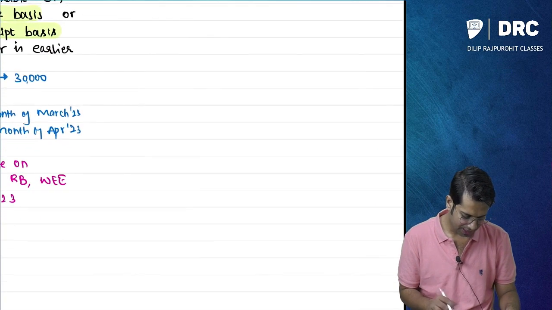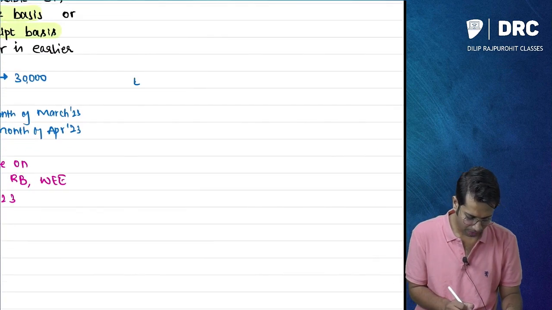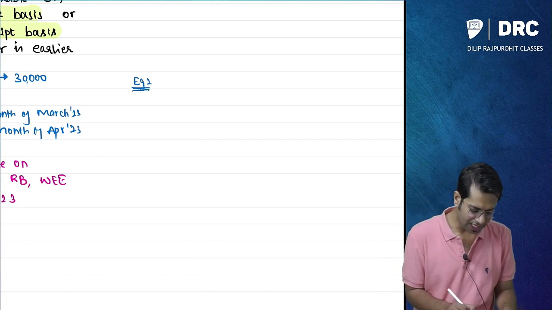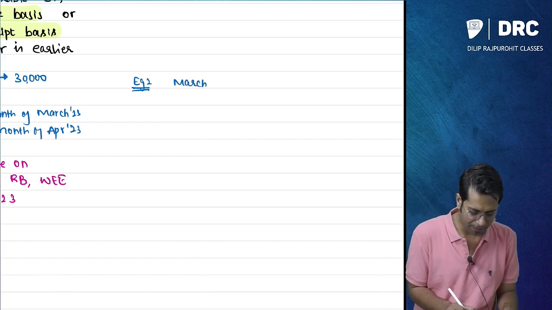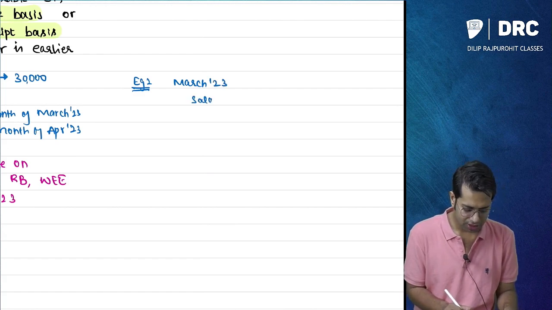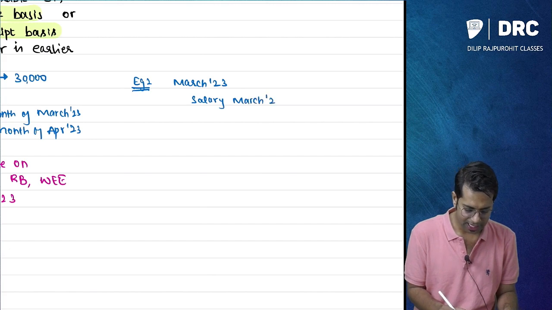One more example I'll take. Example number 2. In the month of March 23, I have received the salary. Salary for March 23 I have received, 30,000.